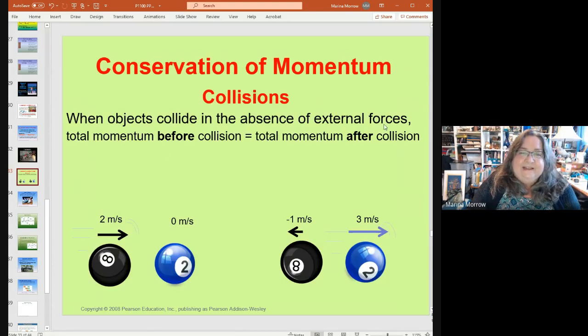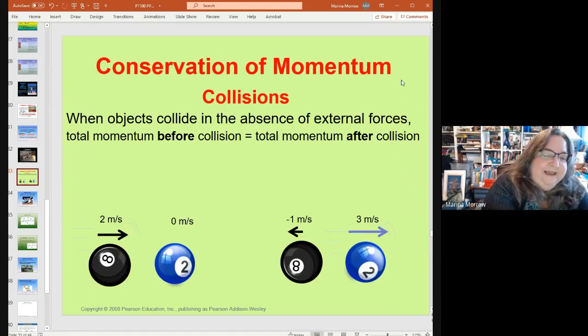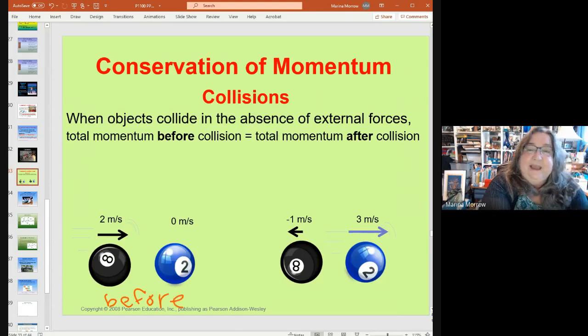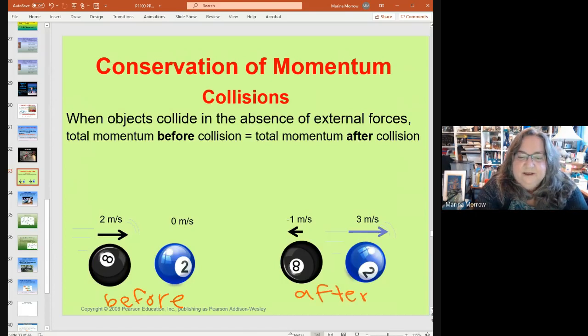So when objects collide in the absence of external forces, the total momentum before the collision equals the total momentum after the collision. And let's just look at these balls here. So this would be the before. We've got the black 8 ball coming in and hitting the blue 2 ball, which is sitting still. And afterwards, the black 8 ball has bounced backwards, and the blue ball is moving forward at 3 meters per second. Okay, now let's check to see if the momentum is conserved in this case.